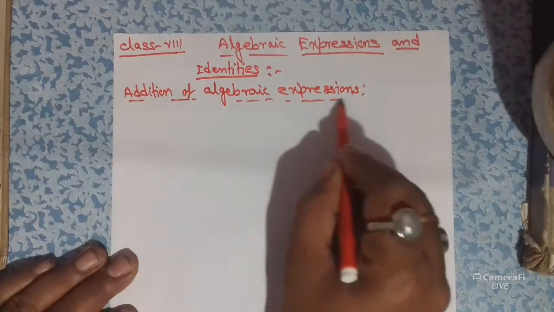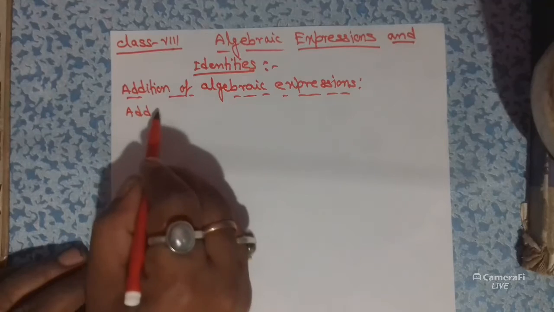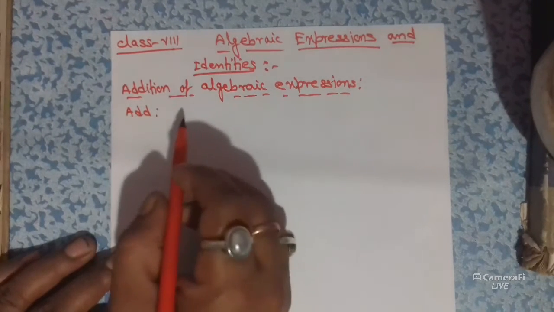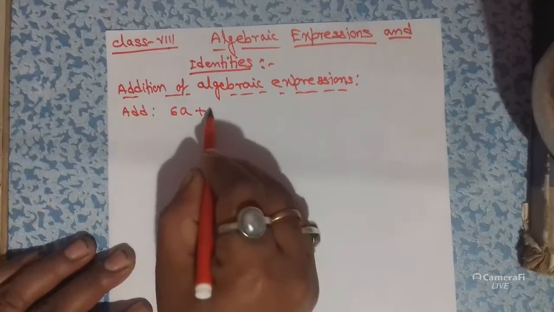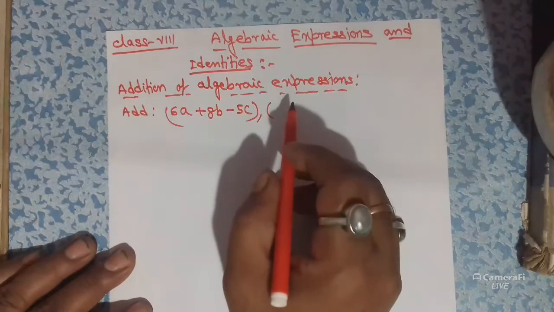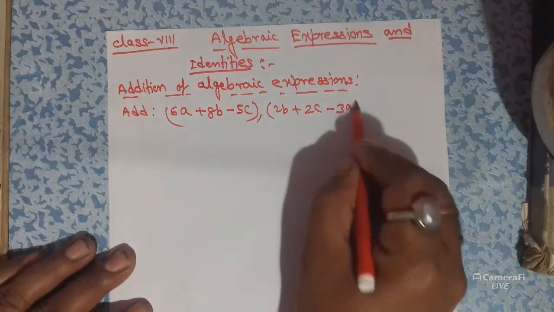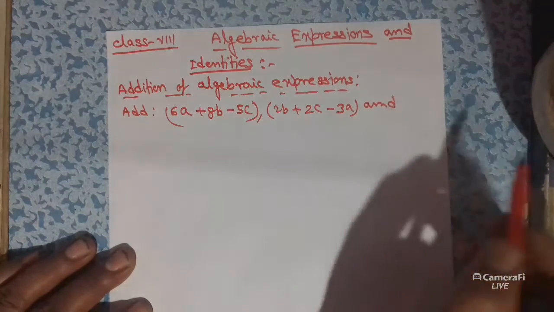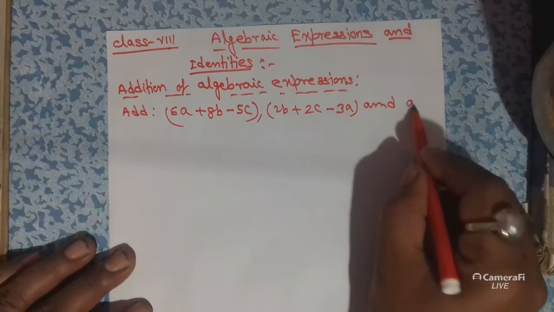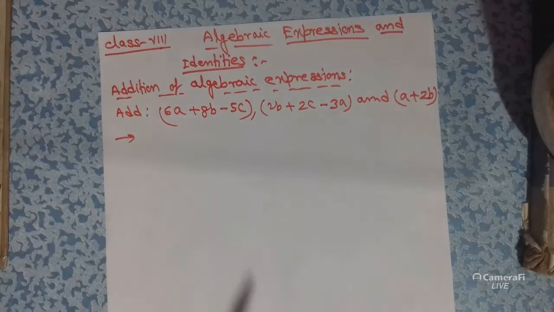Addition of algebraic expressions. Suppose we have to add 6a plus 8b minus 5c, 2b plus 2c minus 3a, and a plus 2b. So we have to add these three expressions.